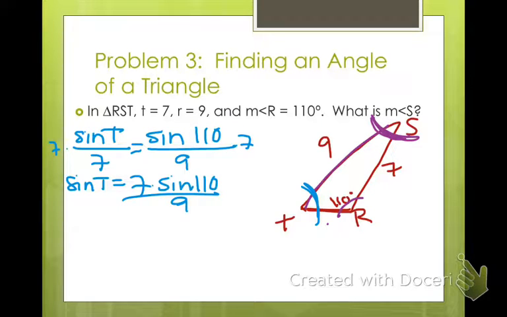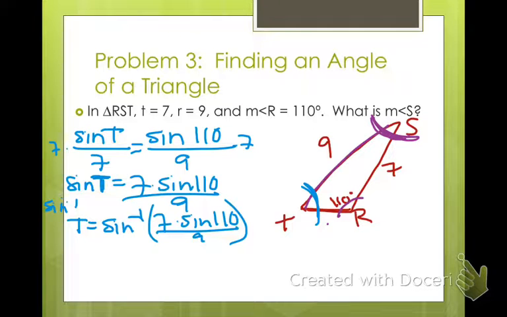Now, hopefully you remember from geometry, when we don't know the value of an angle and we want to get rid of sine, we can't just divide by sine. Sine has to have some value associated with it. So instead what we do is we multiply by sine inverse. So T equals sine inverse of 7 times sine 110 over 9. So you have to put all this into your calculator. Sine inverse is located in the same place as sine. You usually just have to hit second or shift. So go ahead and put that into your calculator. Find the measure of angle T.